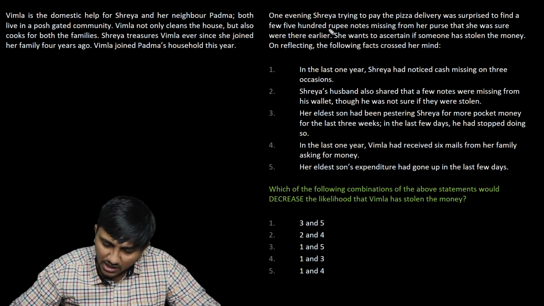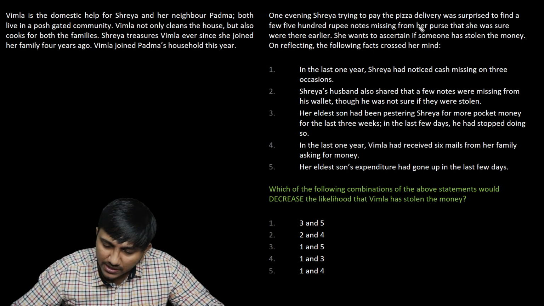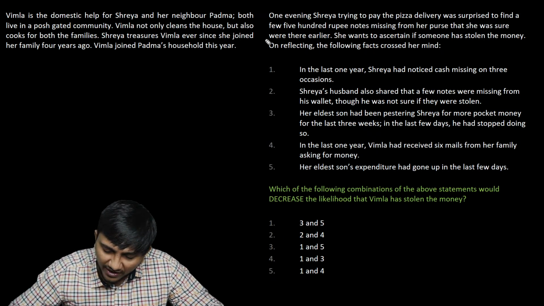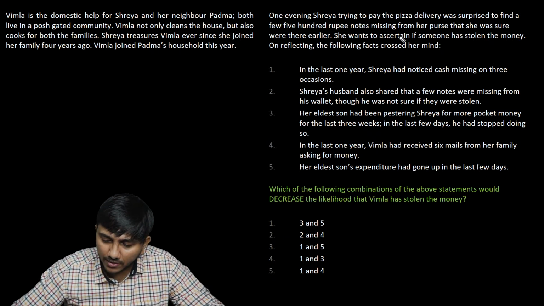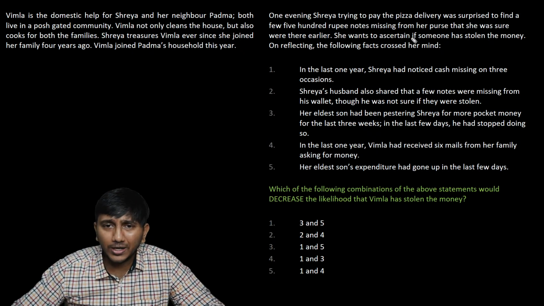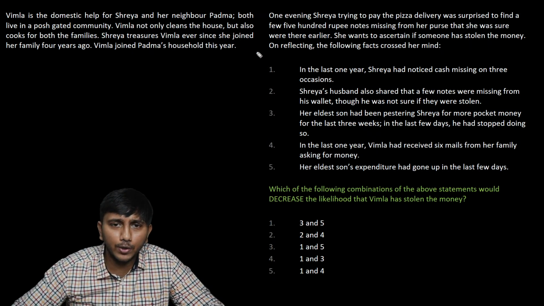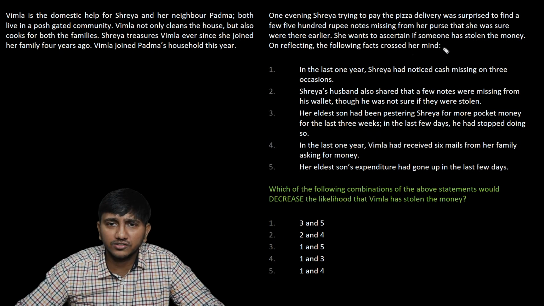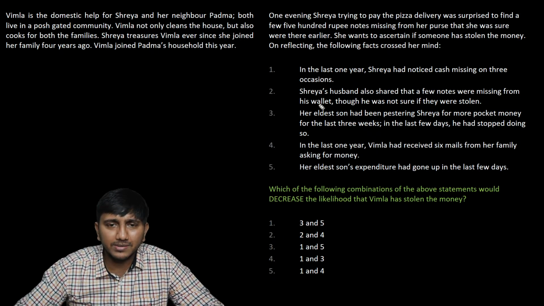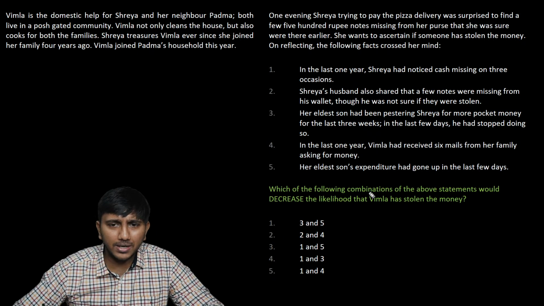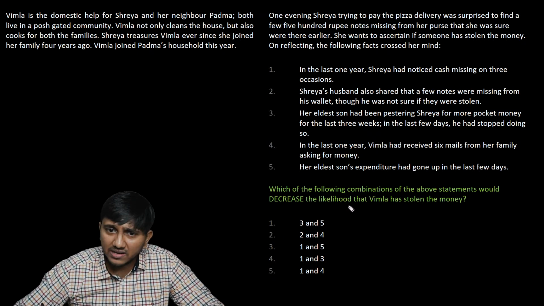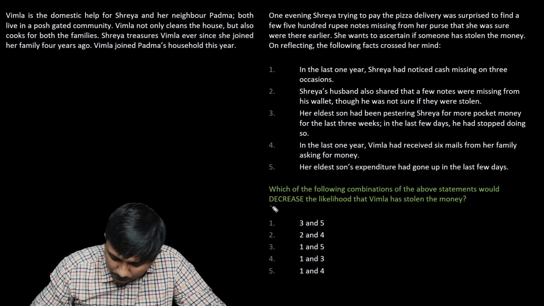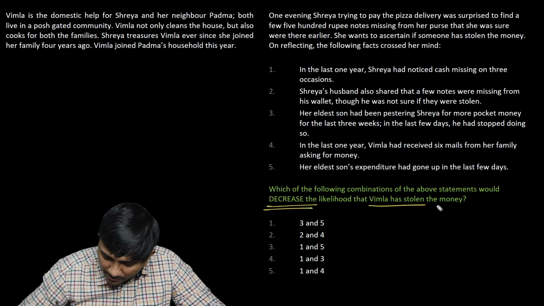One evening, Shreya, trying to pay the pizza delivery, was surprised to find a few 500 rupee notes missing from her purse that she was sure were there earlier. She wants to ascertain if someone has stolen the money. On reflecting, the following facts crossed her mind. Okay, what am I supposed to do with these facts? Which of the following combination of the above statements would decrease the likelihood that Vimala has stolen the money?